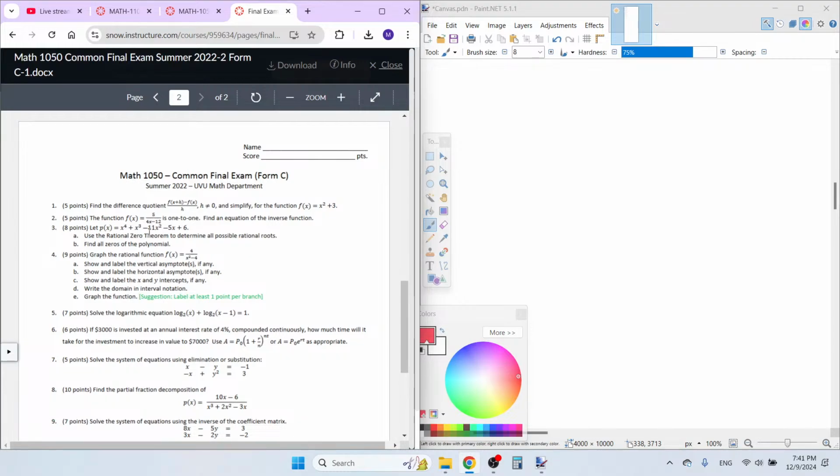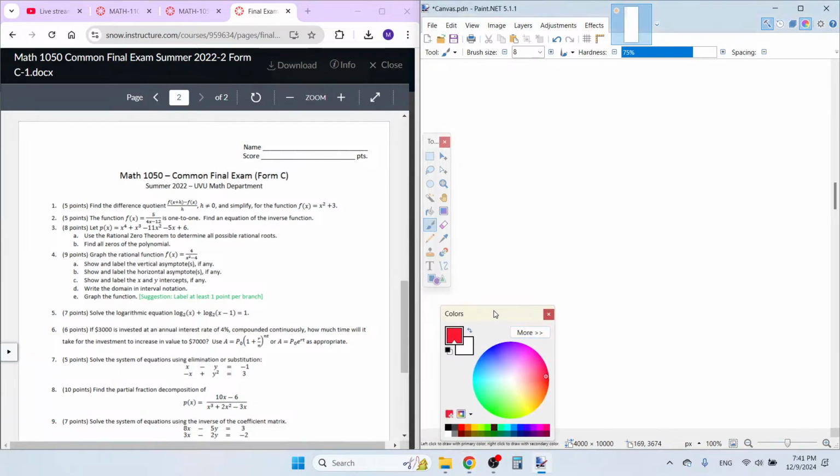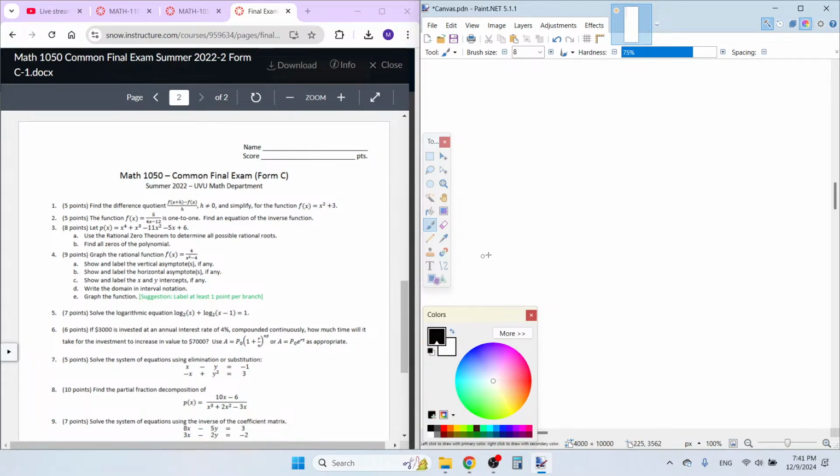So, we have this polynomial, and we're told to find all possible rational roots. That's half the points, and then find the actual roots as the rest of the points. So, let's do that as well. Our polynomial is x to the fourth plus x to the third minus 11x squared minus 5x plus 6.